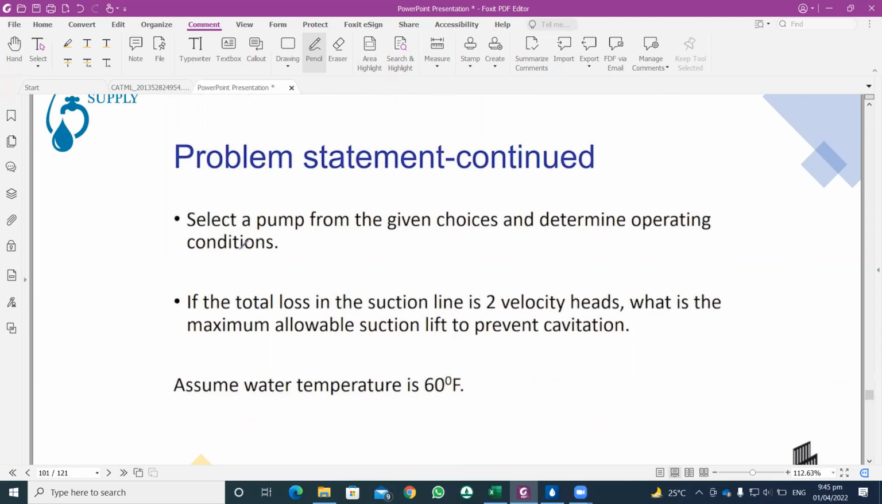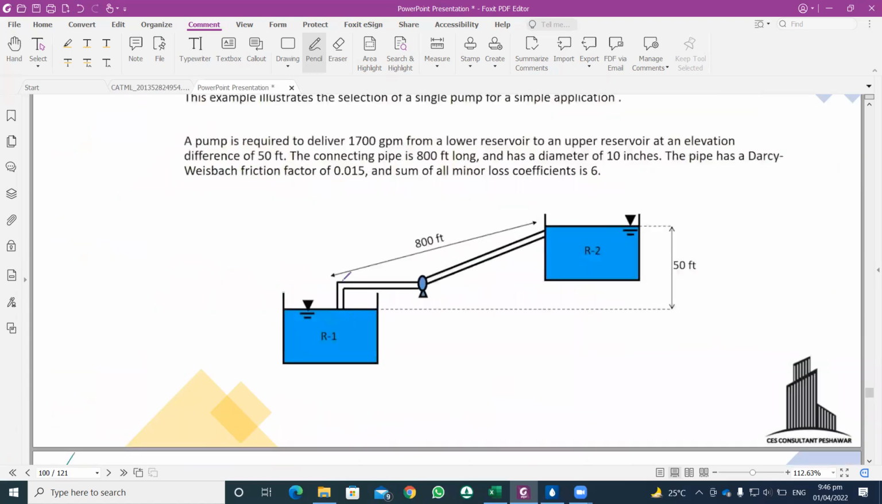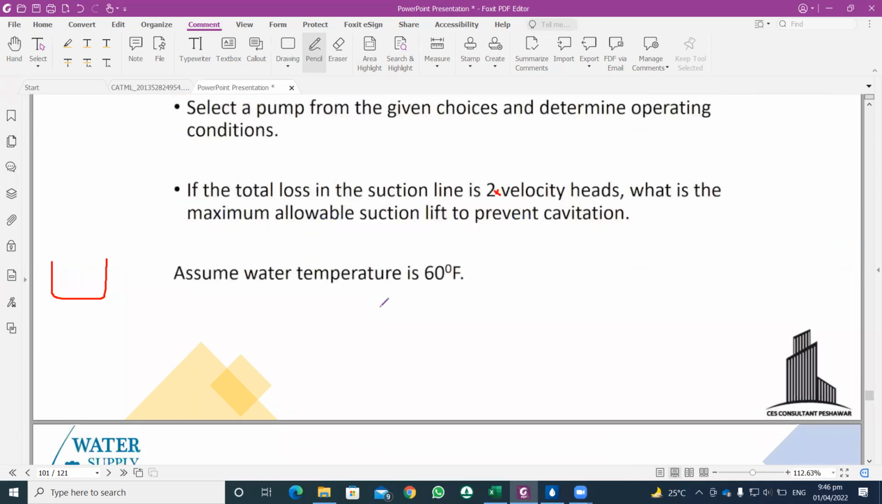The operating condition will be determined by drawing a system head curve. If the total losses in the suction line are 2 times the velocity head, what is the maximum allowable suction lift to prevent cavitation? Basically, we are supplying the water, so we will calculate the suction lift for a pump, that is, how much the pump should be placed above the level of water in order to avoid cavitation.